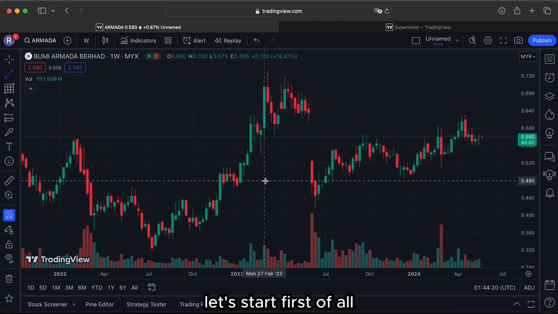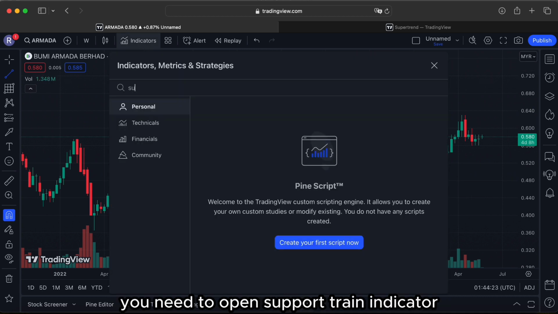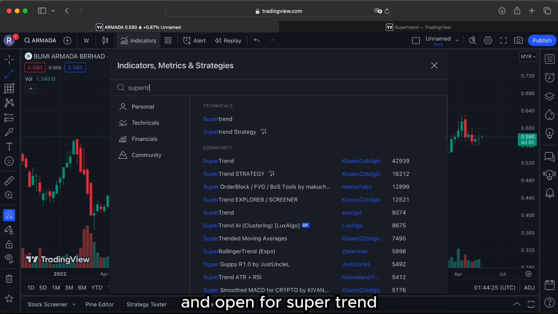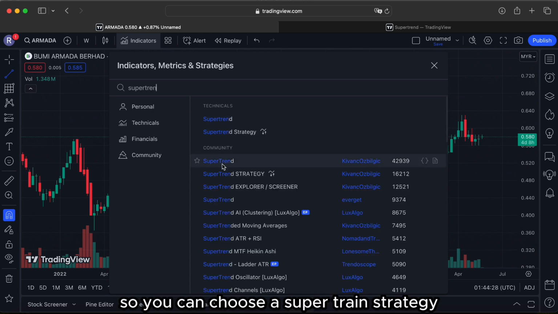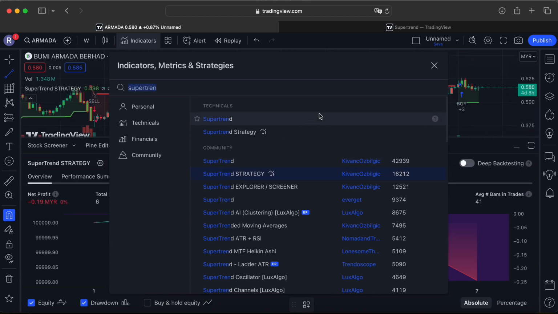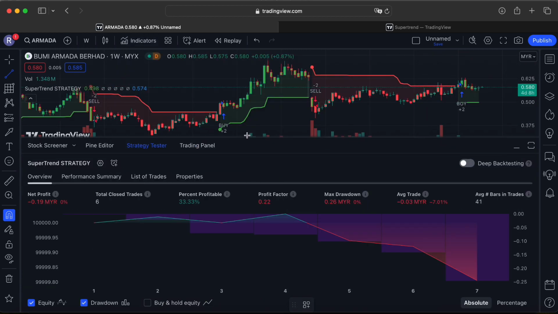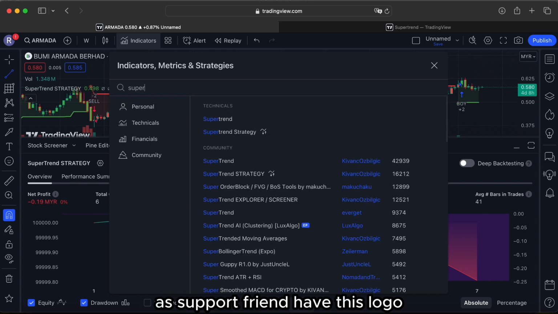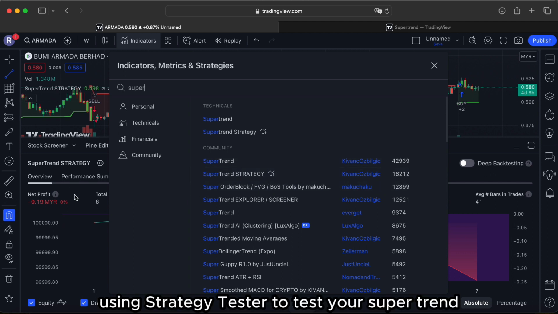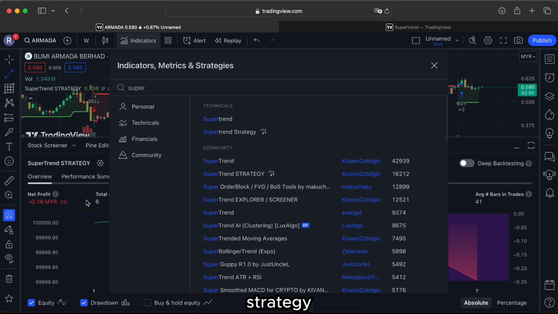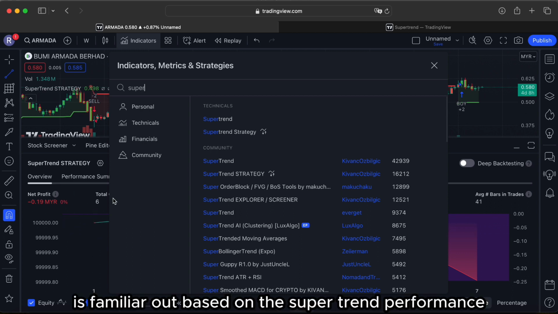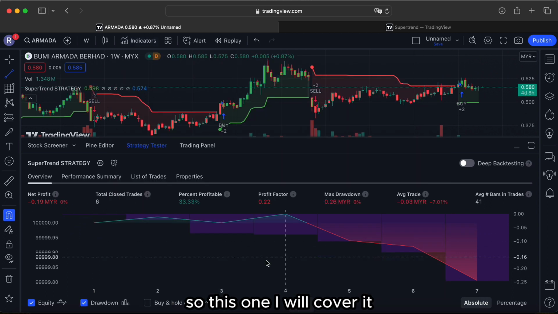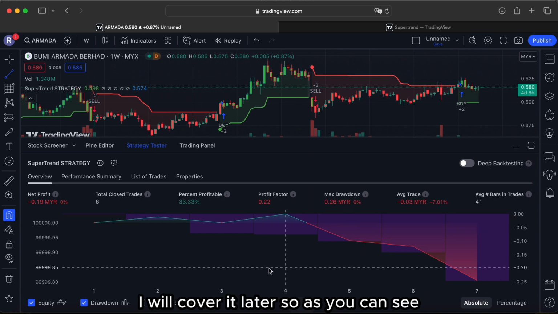Let's start. First of all, you need to open the SUPERTREND indicator. So you can go to the indicator tab and search for SUPERTREND. You can choose a SUPERTREND strategy. Basically it will show a SUPERTREND, and it will also simulate the strategy tester, as SUPERTREND has this logo, which means it can help using the strategy tester to test your SUPERTREND strategy. It will simulate based on the SUPERTREND performance. This one I won't cover now, I will cover it later.